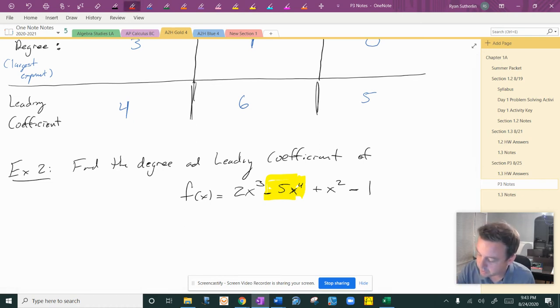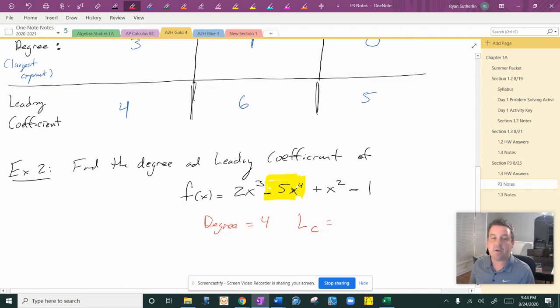And so if we were to just do a quick analysis, the degree of this polynomial is 4, and the leading coefficient, I usually do this little abbreviation, L with a little c, the leading coefficient is negative 5. So leading coefficient, degree, and then what it means for something to be a polynomial. Those are the key vocab terms here for this section.